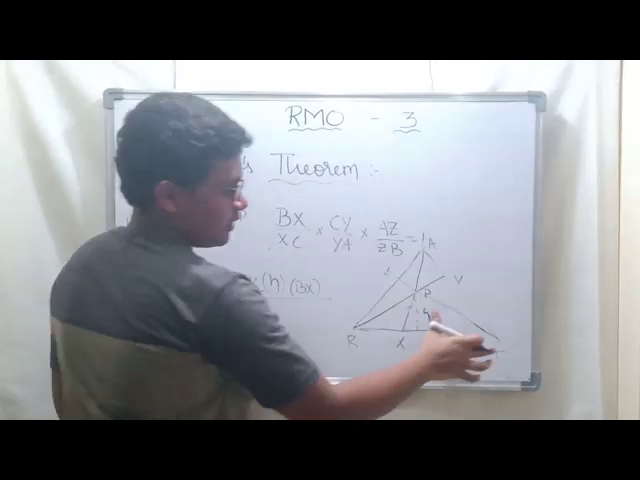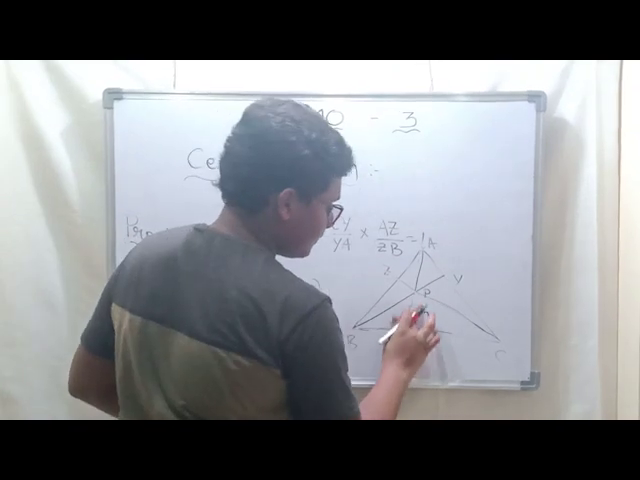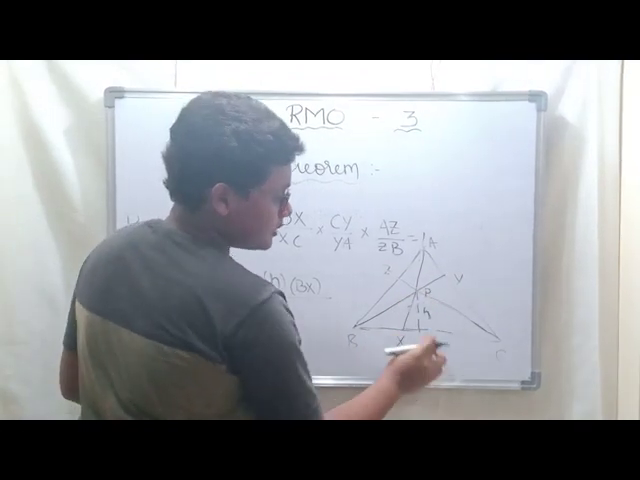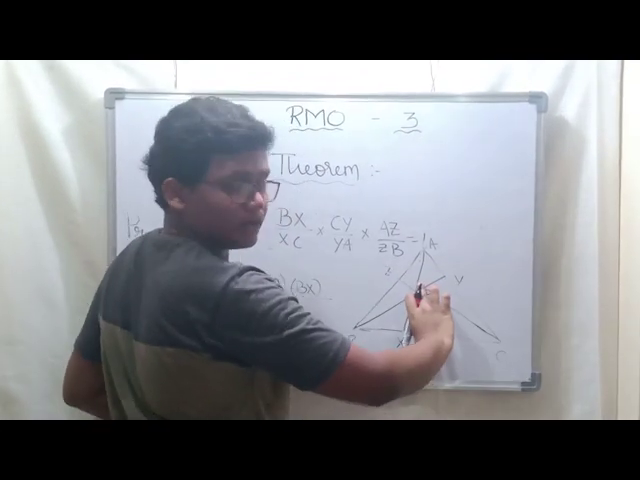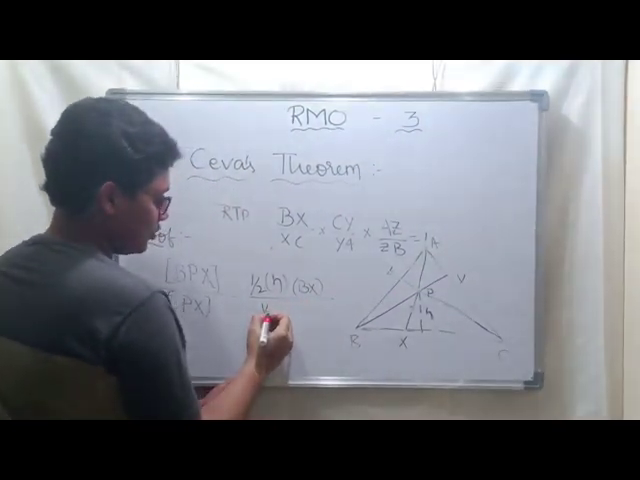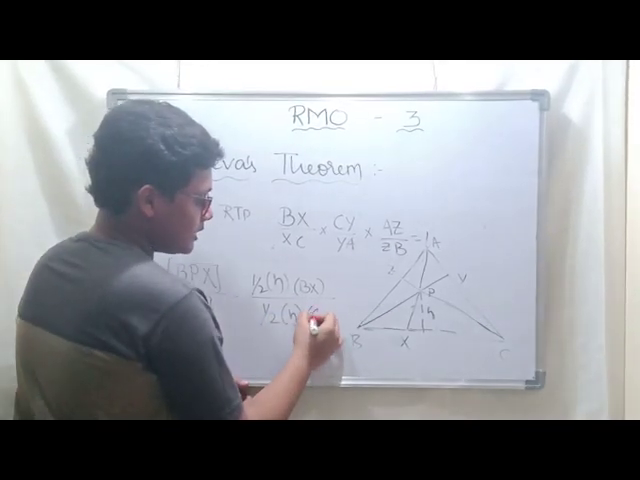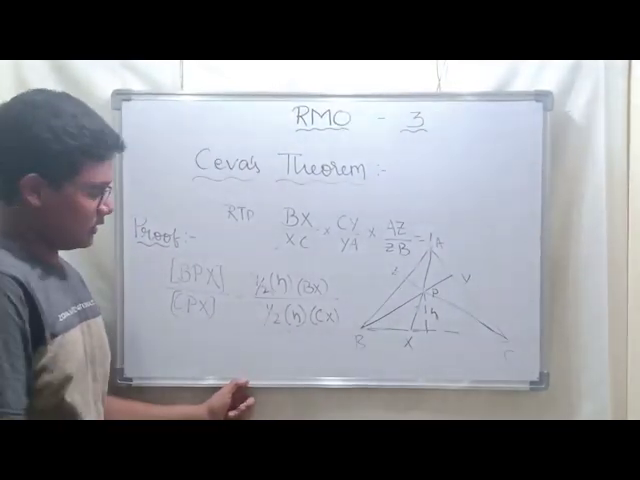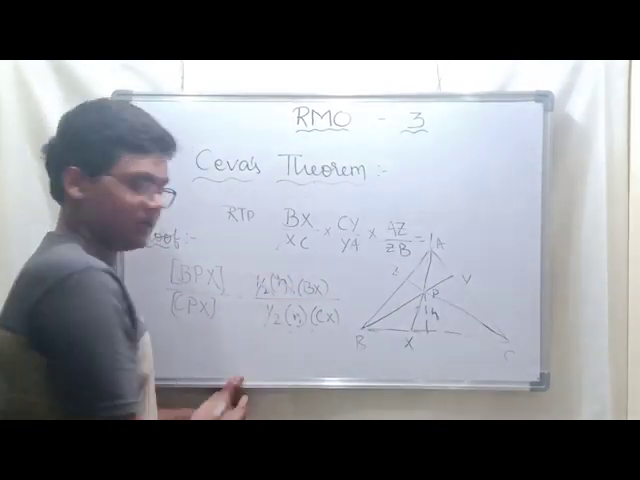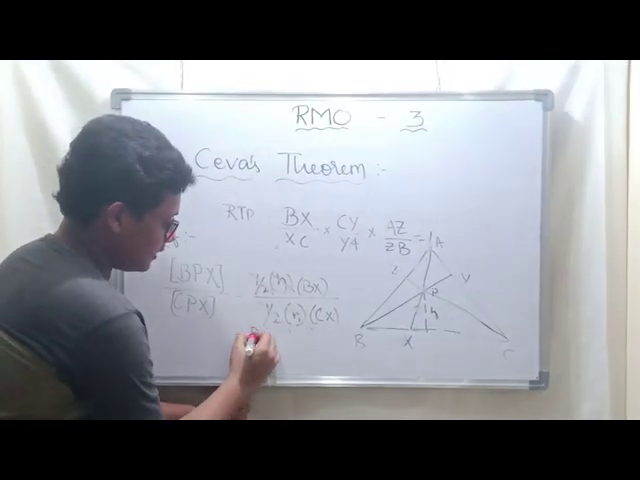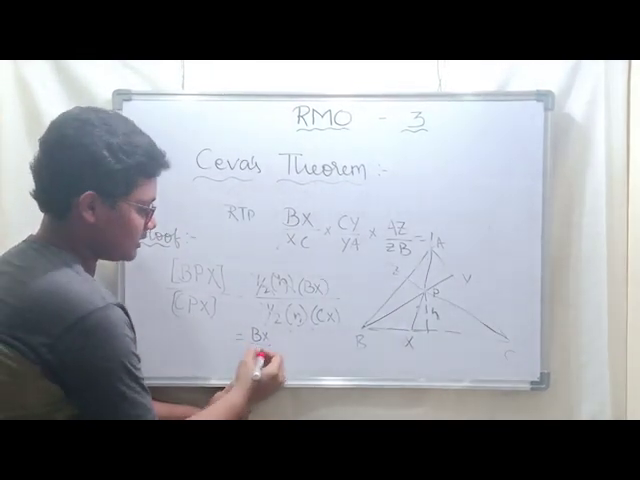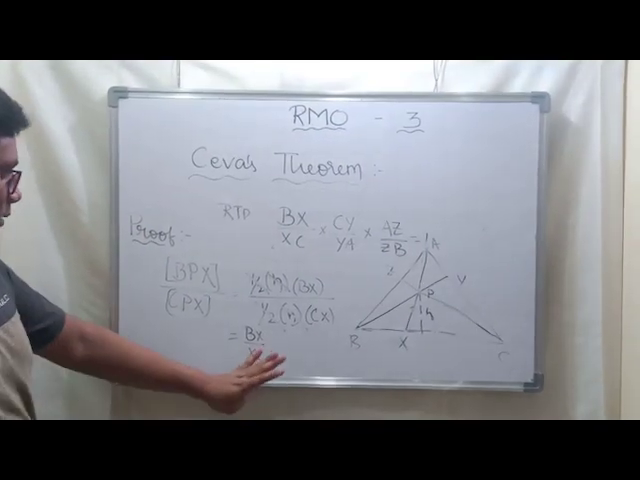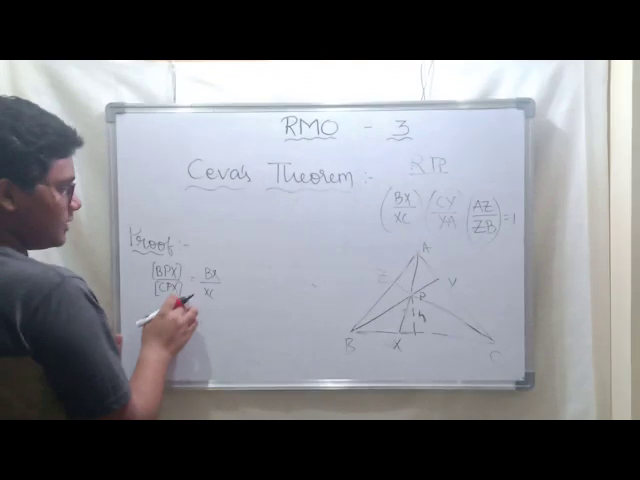By area of triangle CPX. Area of triangle CPX: the base of this triangle is CX and the height of this triangle is H. So half H into CX. This 1 by 2 will get cancelled and H will get cancelled. So now BPX by CPX is equal to BX by XC. We got this.